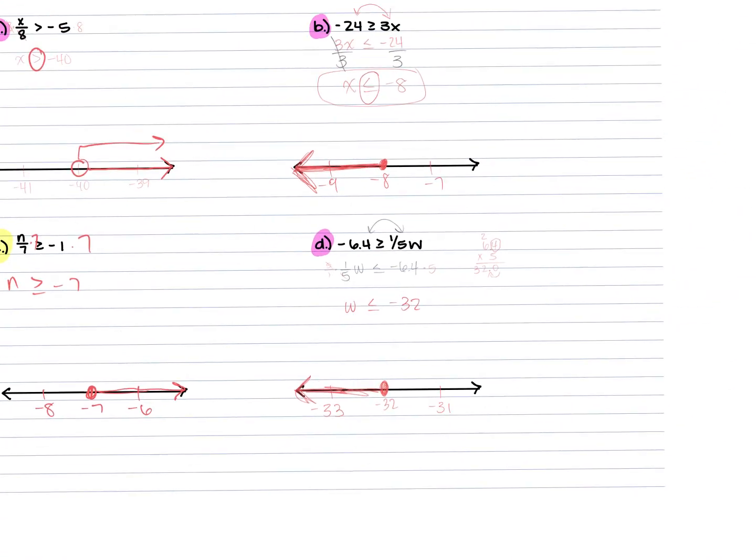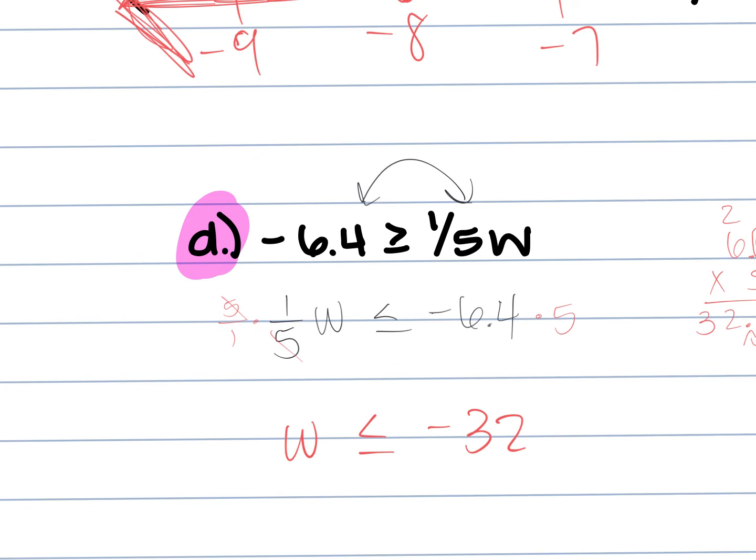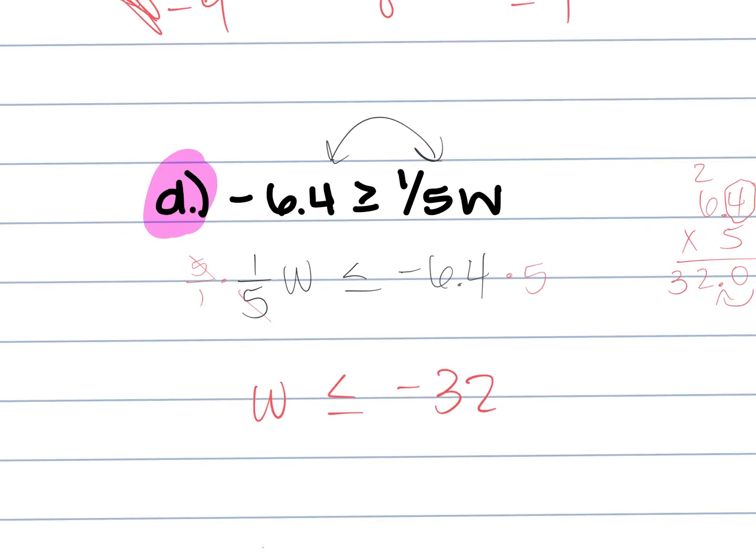In your notes, this example, D. Mia says there's a negative here though, but why didn't we flip the sign? Emma? Because we weren't multiplying by a negative. All we care about is the sign of the number that we're multiplying by. Did we multiply by a positive 5 or a negative 5? Positive. So even though this is negative 6.4 here, we multiplied by a positive number. Great question, Mia.